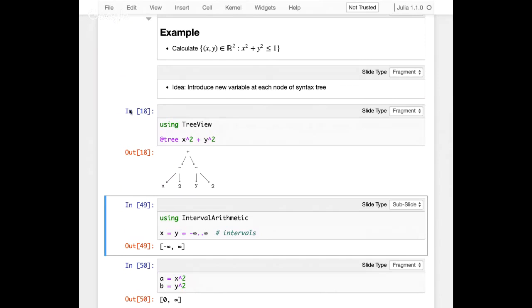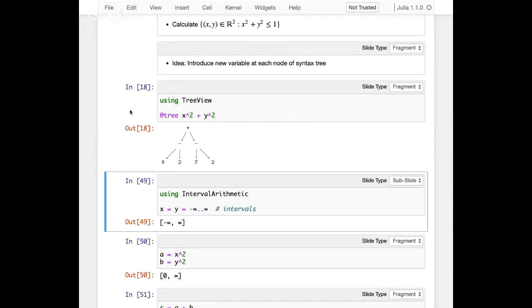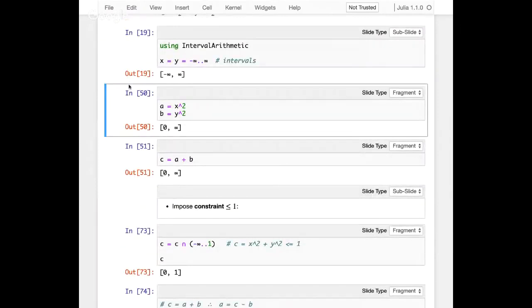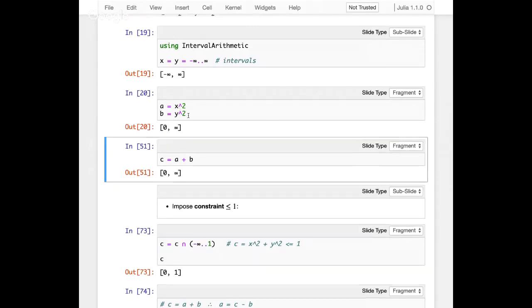And so the idea is we're going to look at the syntax tree, there it is, and introduce a new variable at each node of the tree. So A is this, B is that, and C is that. I'm going to do all of this with interval arithmetic. So I'm going to start with the entire plane, minus infinity to infinity in x and y, and I'm going to introduce these new variables. So A is x squared, B is y squared, and those give me 0 to infinity, and C is A plus B, that's also 0 to infinity.